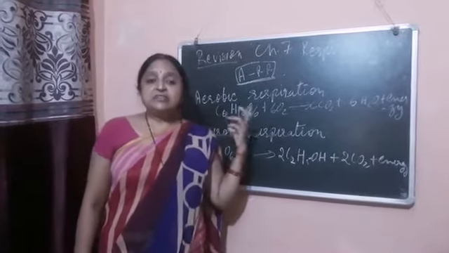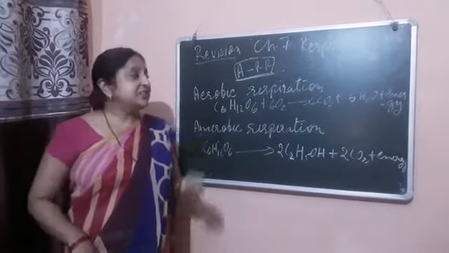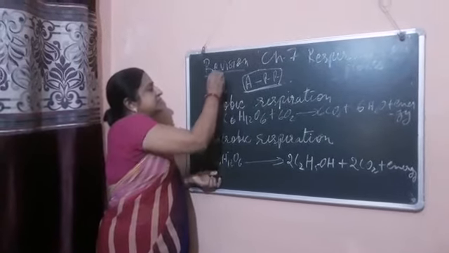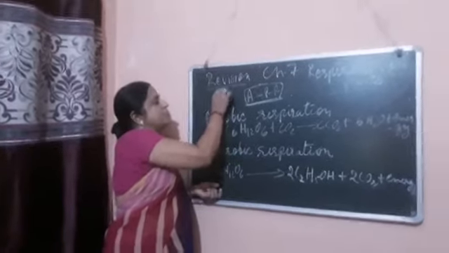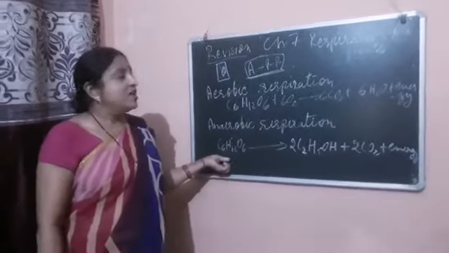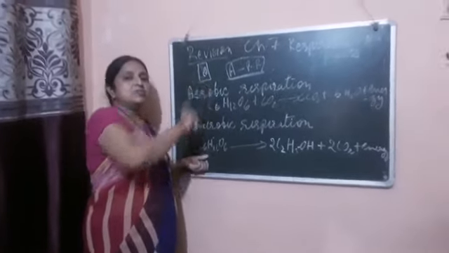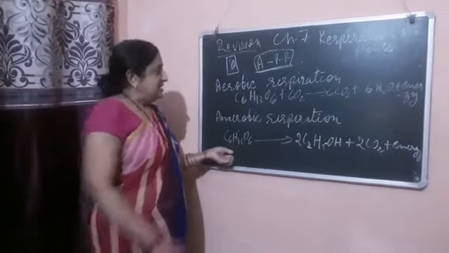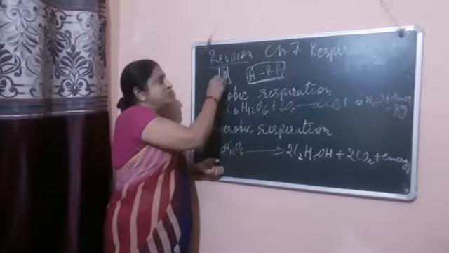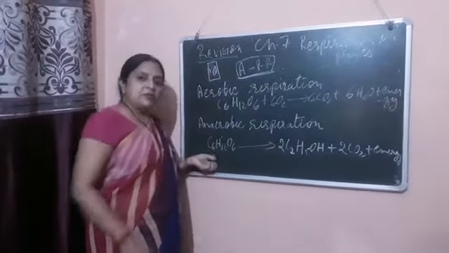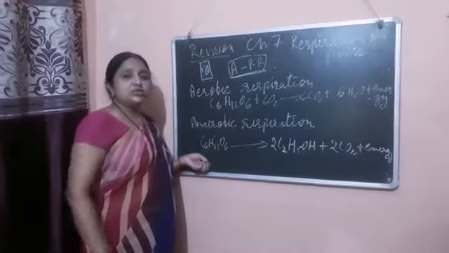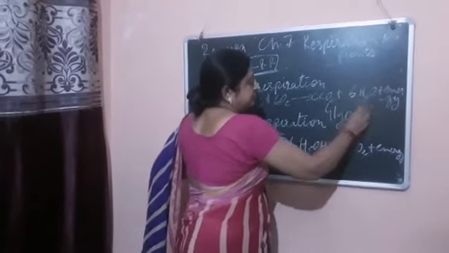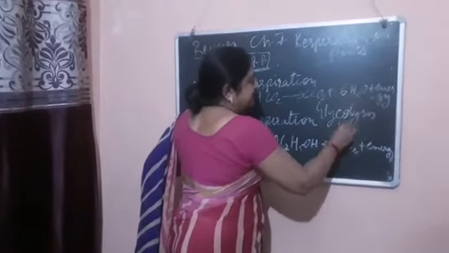Now, the site of respiration: where this respiration takes place in the cell. Suppose this is the cell and this is the cytoplasm and mitochondria. We all know that mitochondria is the powerhouse of the cell. Why is it the powerhouse of the cell? Because it releases energy. Then how does it release energy? Aerobic respiration first of all takes place in the cytoplasm. Respiration has two steps: glycolysis and Krebs cycle.